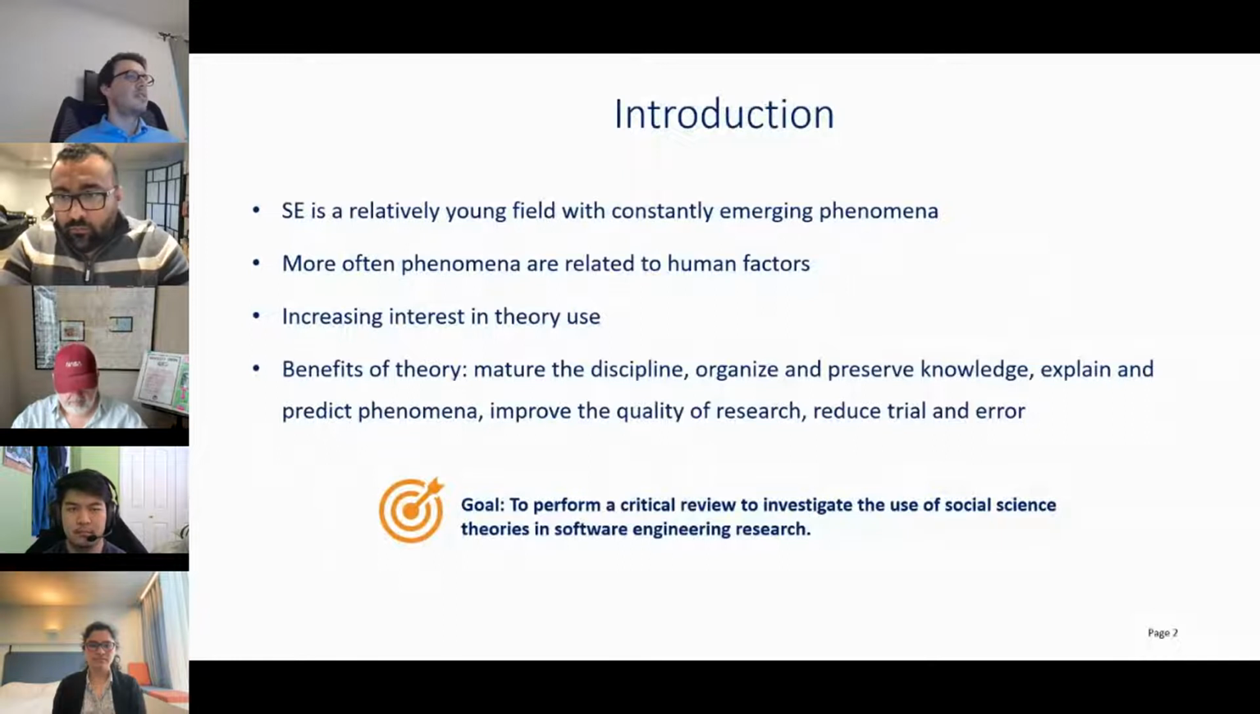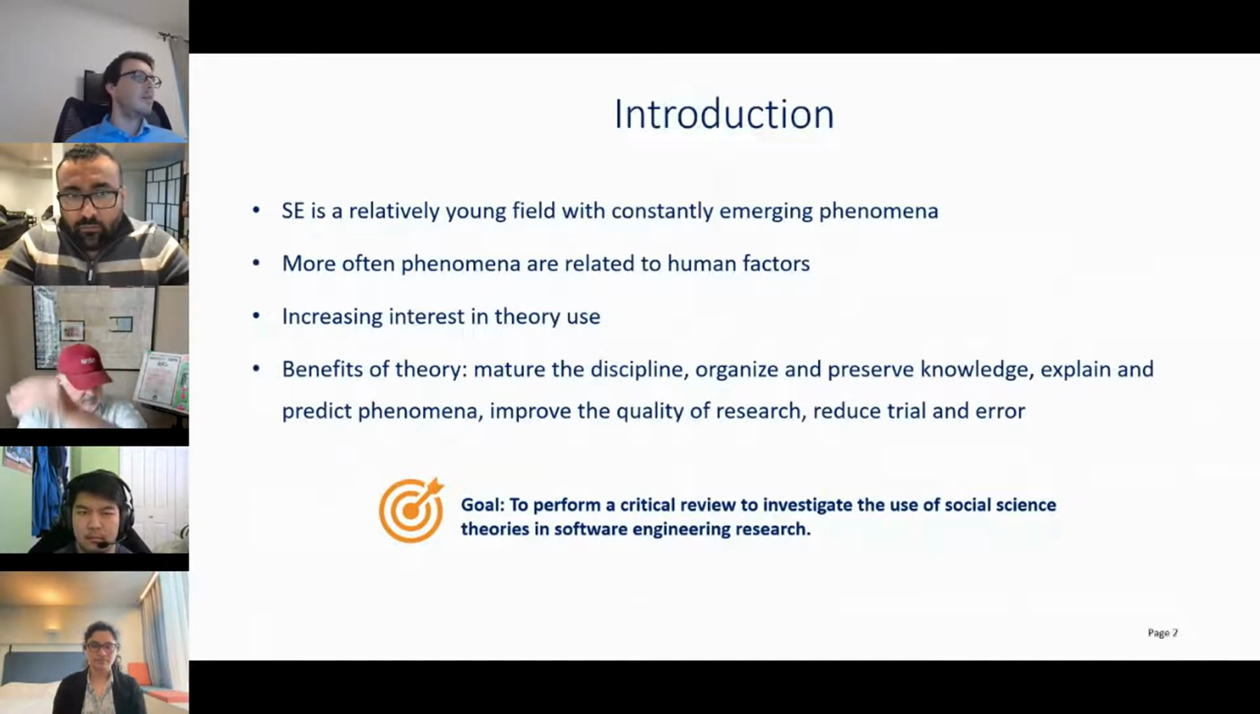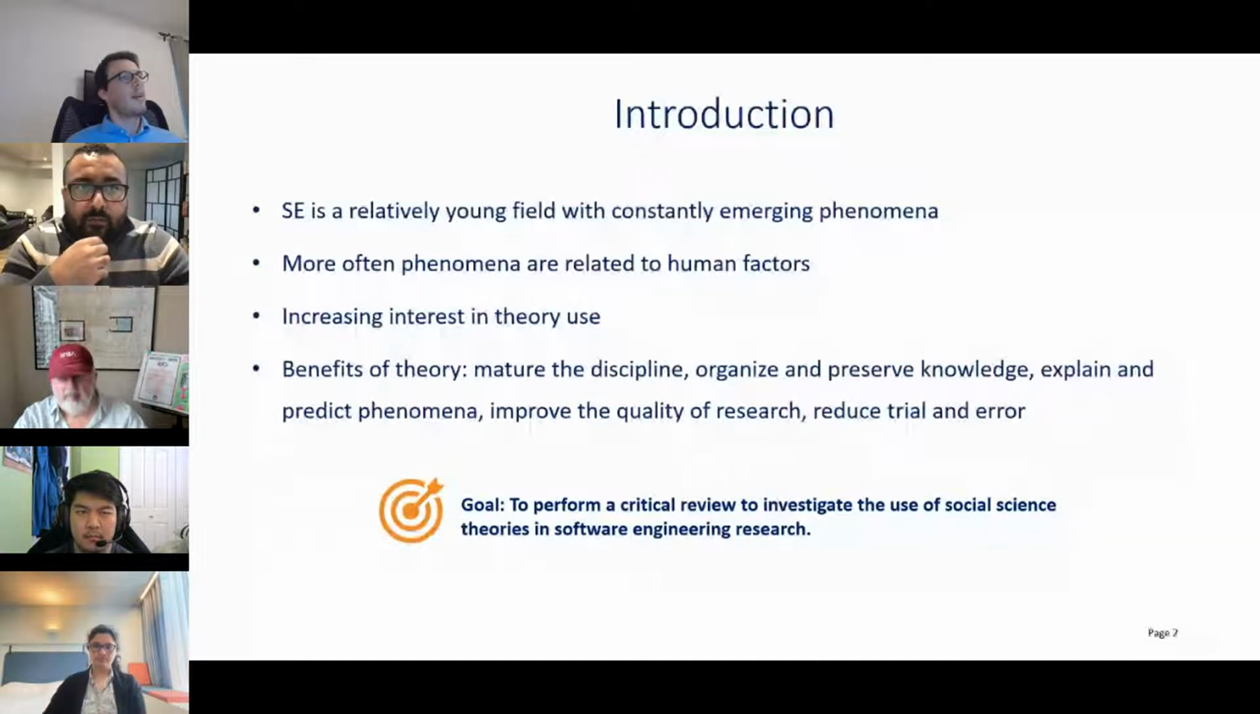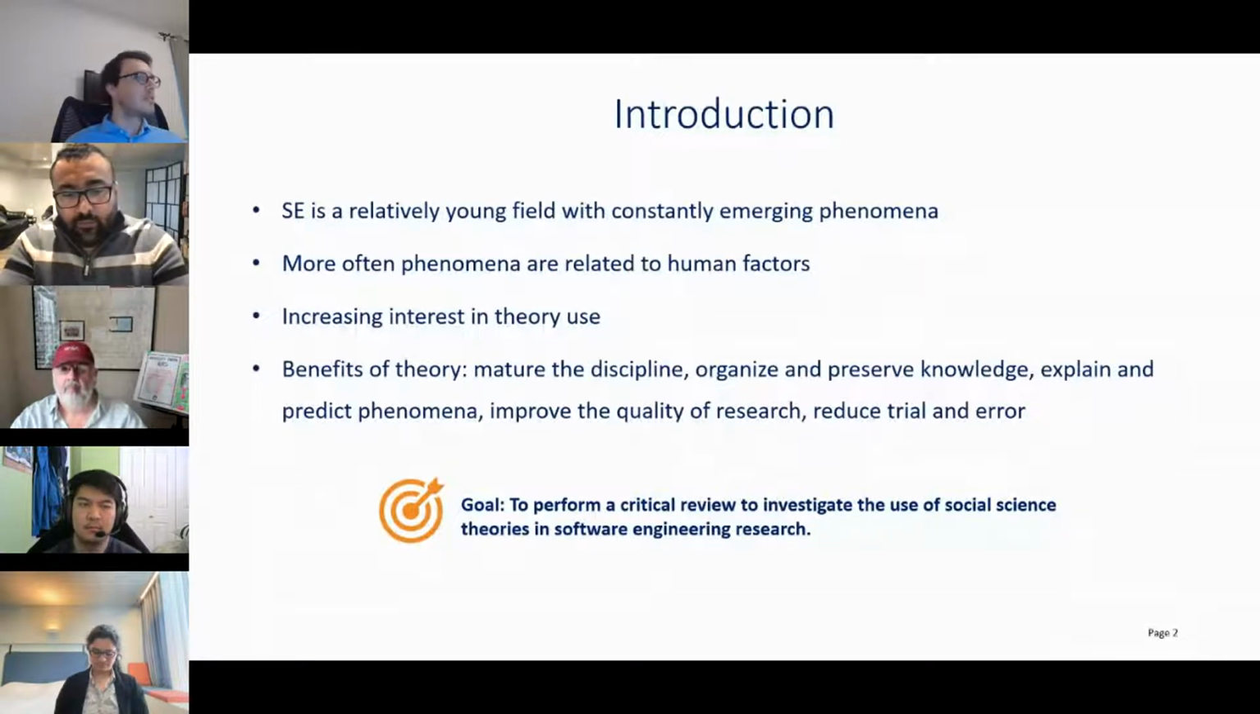Software engineering is a fairly young field with constantly emerging phenomena, and we find ourselves more often concerned with topics that are not purely technical, but rather related to human factors. For instance, the motivation of software developers, work-life balance of professionals, economic factors in projects, as well as strategies for learning come to mind. And at the same time, there's an increasing interest in theory use.